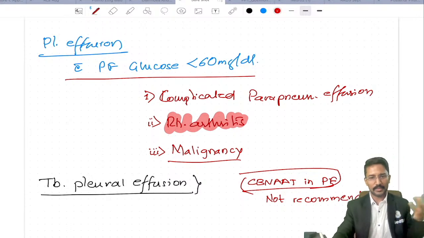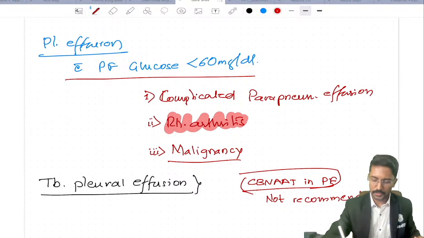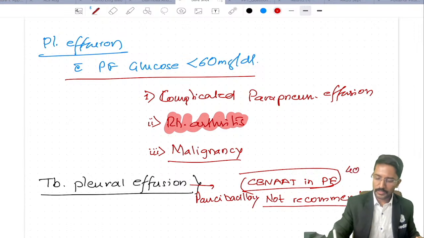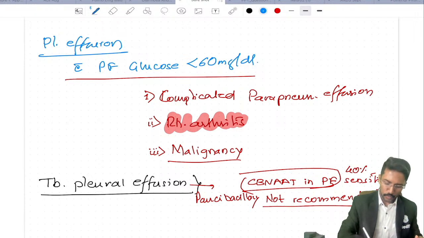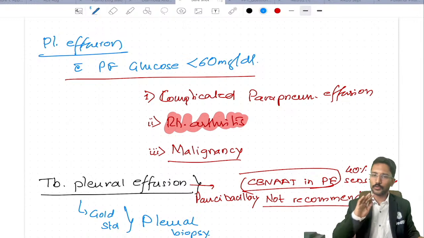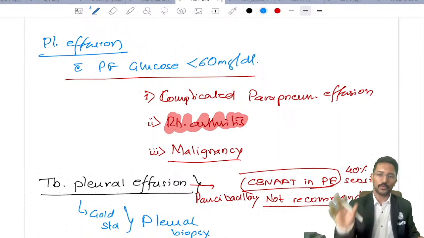If you are sending it, you are burdening the system and you are unnecessarily costing the patient. Not recommended, because pleural TB is paucibacillary, so you will not get a good result, right? 40% sensitivity, which is not adequate. So the gold standard for pleural tuberculosis diagnosis is pleural biopsy. Pleural biopsy is the gold standard because in the fluid not many bacilli are there, so your CBNAT will come negative. Take the pleura and do the biopsy.